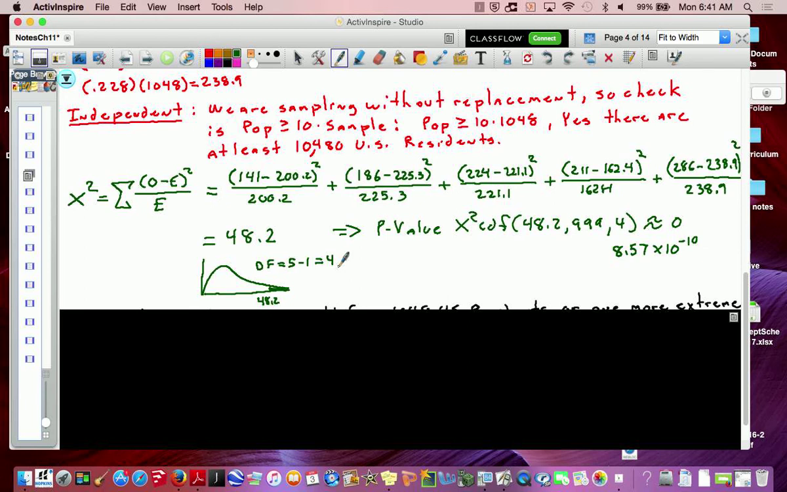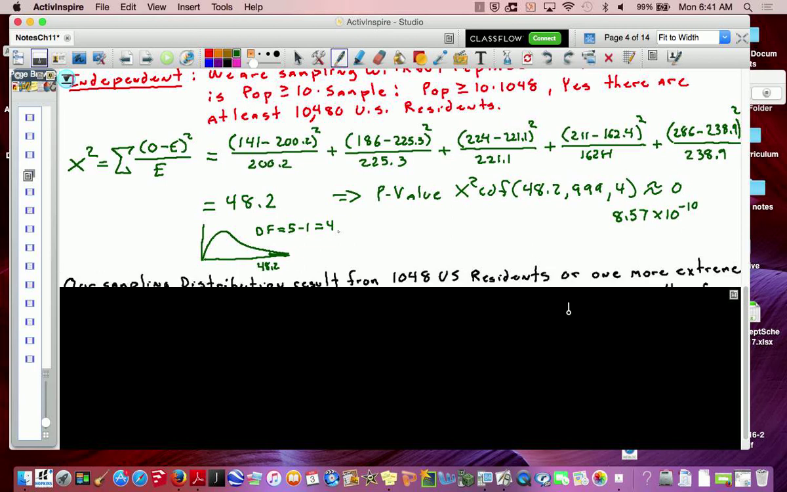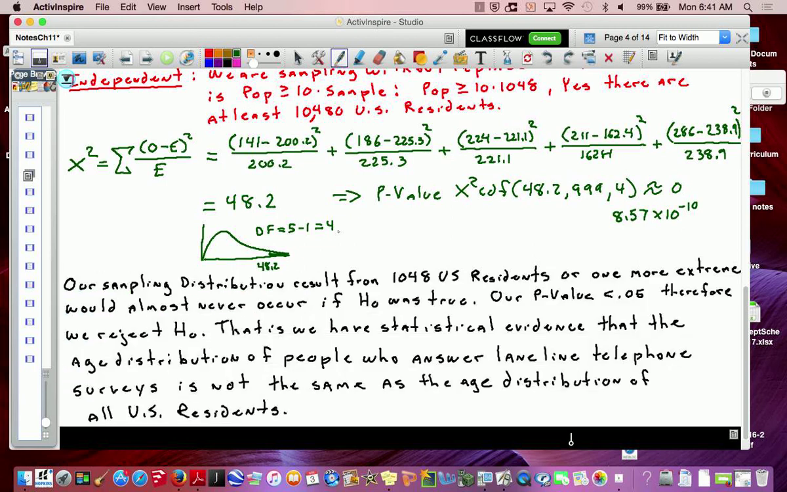So, just like we've done before, our conclusions: interpret p in the context, say we reject or fail to reject, and what that means in the context of the problem. Interpreting our p-value, we're going to say our sample result from 1,048 U.S. residents, or one more extreme, farther away from our expected values, would almost never occur if the null hypothesis was true. Since our p-value is less than 5%, we reject the null hypothesis, meaning we do have statistical evidence that the distribution of people who answer landline telephone surveys is not the same as the age distribution of all U.S. residents.